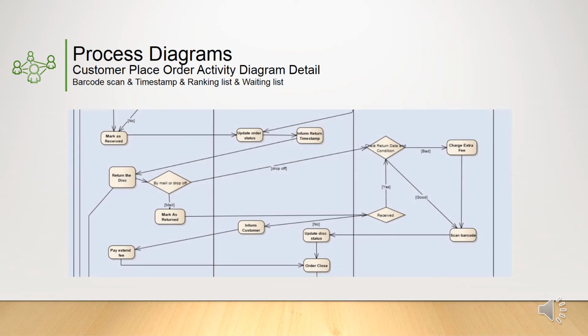We also create the timestamp of each rental disc, and the system can now track the rental discs and charge an extra fee from the customer if they exceed the rental time. Since we create the barcode of each disc as well, staff can now scan the disc immediately on return and update the disc status, which triggers the system to inform the next customer in the waiting list to rent the available movie, and this can increase the efficiency of the new system.